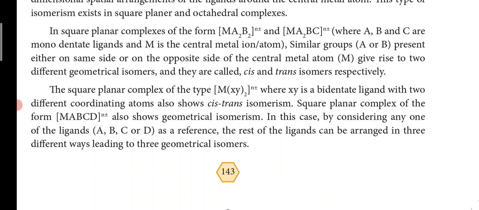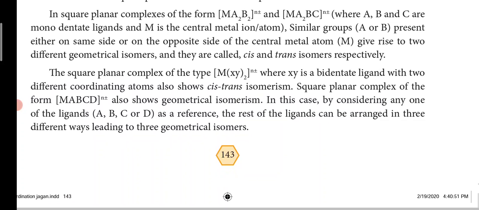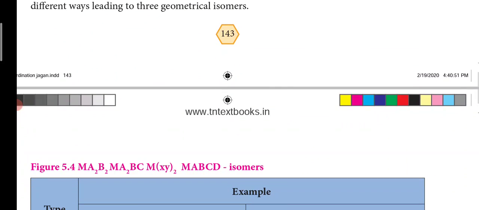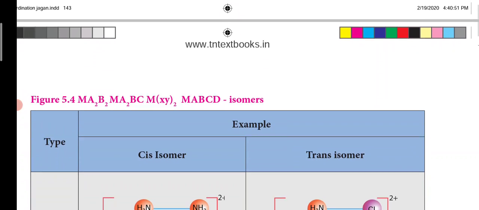The square planar complex of type M(XY) twice, where XY is bidentate with two different coordinating atoms, shows cis and trans isomerism. A square planar complex of type MABCD has four different types of ligands and shows geometrical isomerism. In this case, we consider any one of the ligands as a reference and keep changing the arrangement of the ligands in 3D.